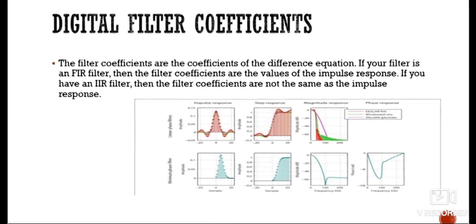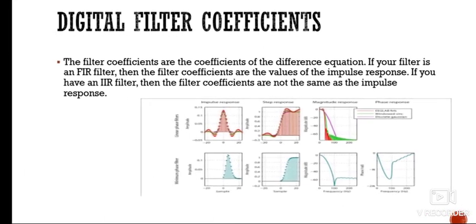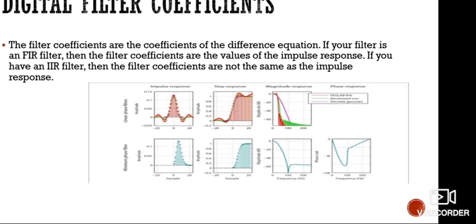Digital filter coefficients. The filter coefficients are the coefficients of the difference equation. If your filter is an FIR filter, then the filter coefficients are the values of the impulse response. If you have an IIR filter, then the filter coefficients are not the same as the impulse response.